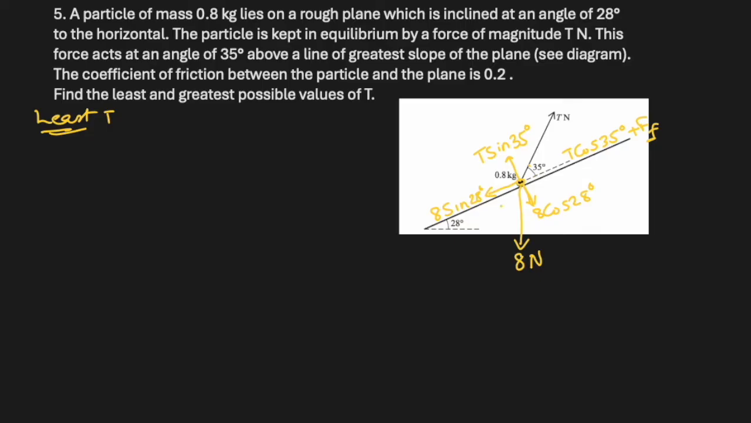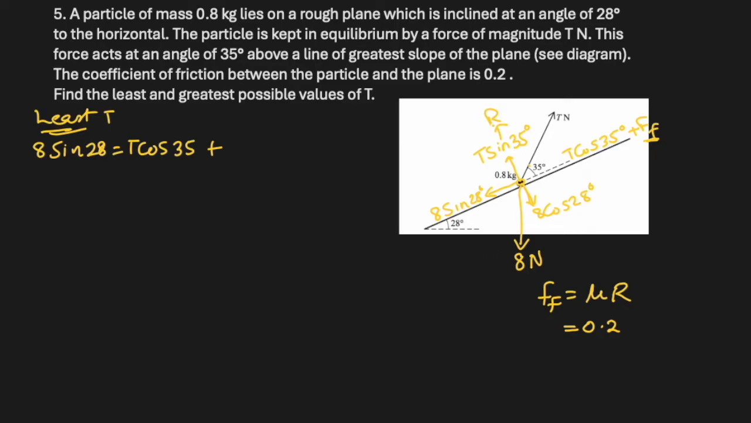So this is the equation we should form for least T. In the downwards direction there is only one force, 8 sine 28, but in the upward direction we have T cos 35 plus the frictional force FF. Let's evaluate FF also, which is the coefficient of friction times the normal contact force. Coefficient of friction is 0.2. Normal contact force will be in this direction.